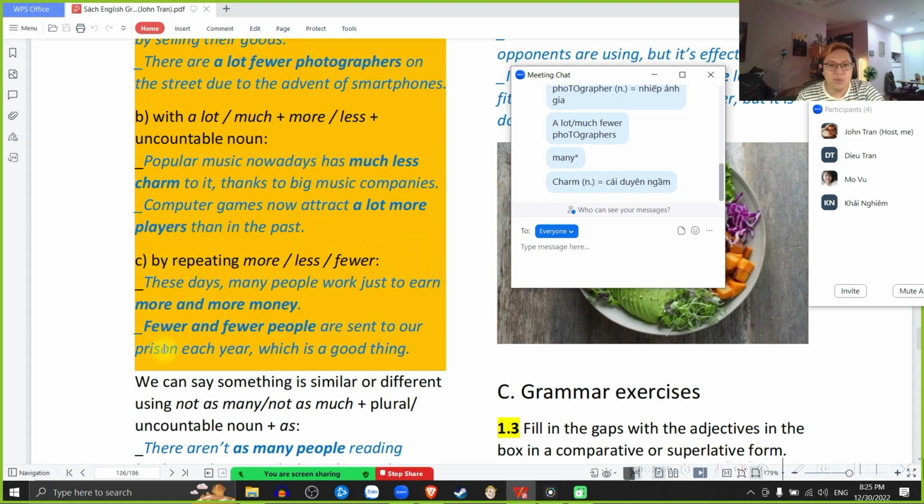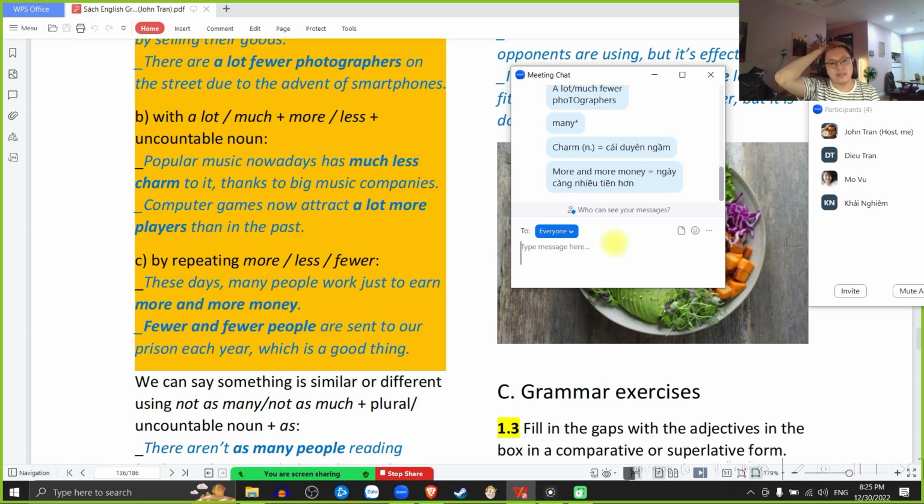These days, many people work just to earn more and more money. Ngày nay con người ta làm việc chỉ để kiếm ngày càng nhiều tiền hơn. More and more money. Ngày càng nhiều tiền hơn.